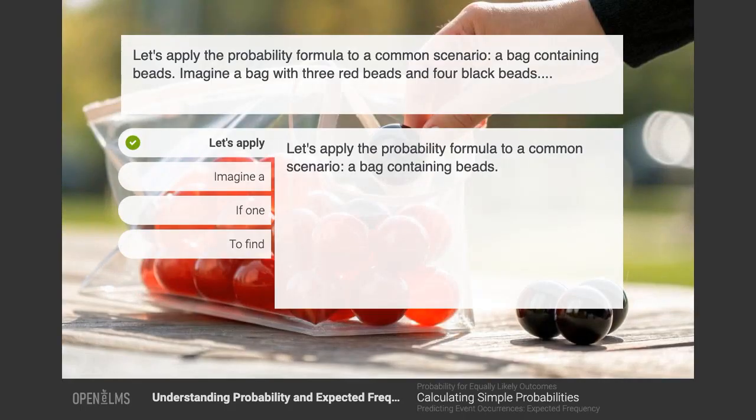Let's apply the probability formula to a common scenario: a bag containing beads. Imagine a bag with 3 red beads and 4 black beads.